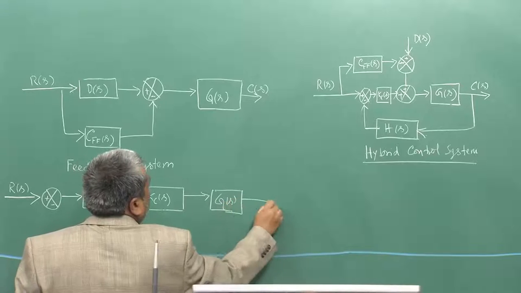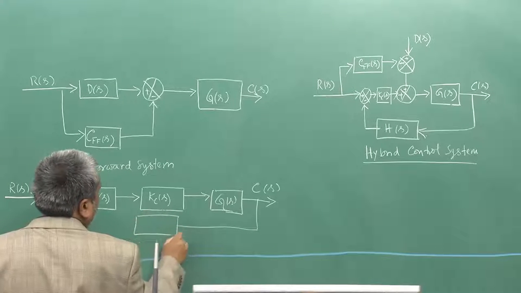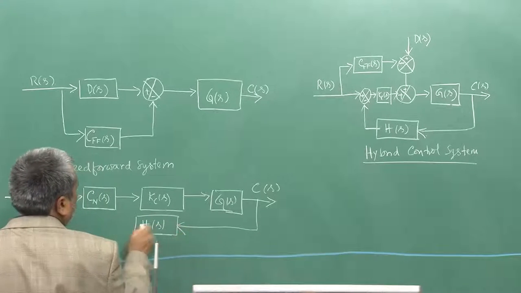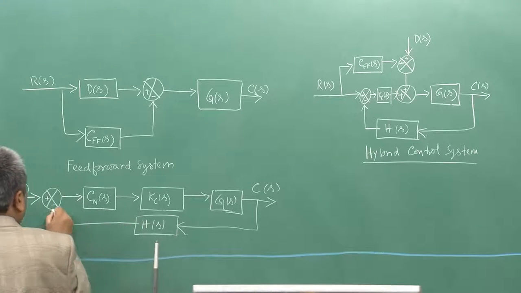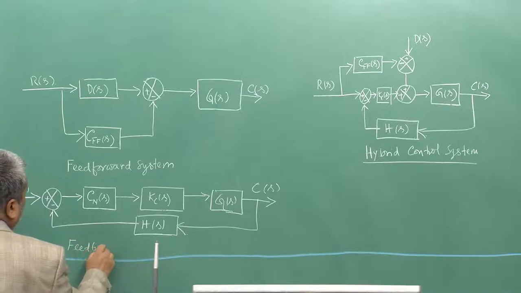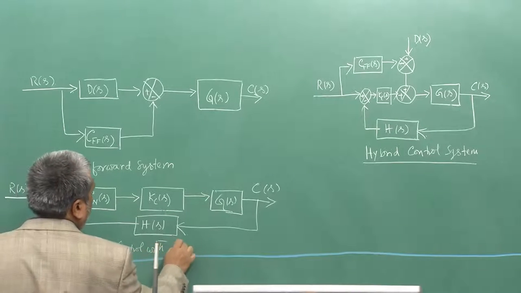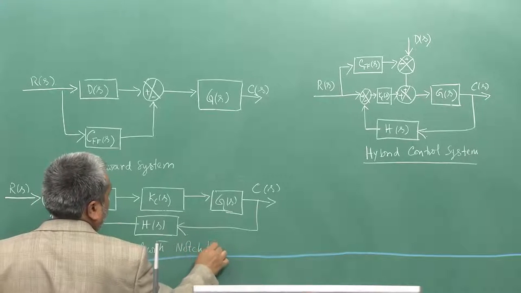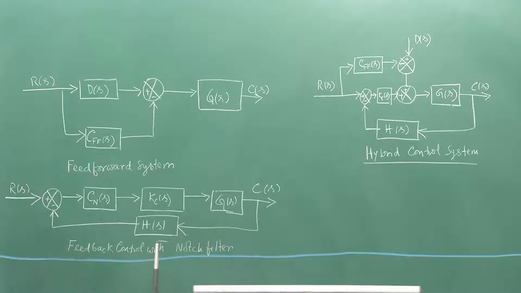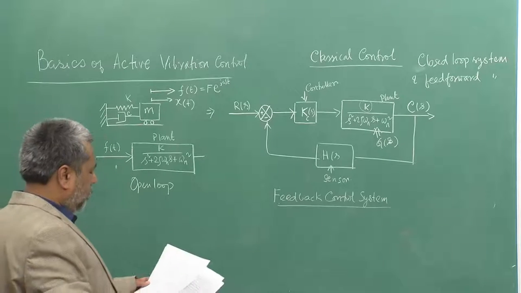then it goes to the controller, feedback controller K_C(s), then it goes to the plant, that is G(s), and we have the output of the plant C(s) that comes back. We have a gain here for the sensor, H(s) the transfer function, and that closes the loop. So, this is feedback control with notch filter. So, thus there are these 1, 2, 3 and 4, four basic types of classical active vibration control system that is possible for us to design.